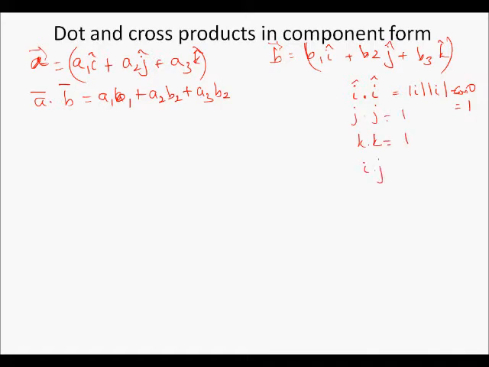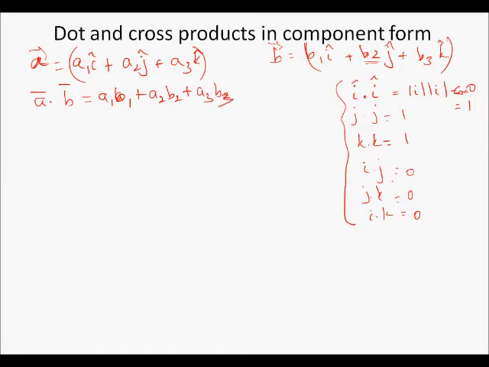And when it comes to i dot j, j dot k, and i dot k, you know that these are all perpendicular vectors. The x, y, and z axes are perpendicular to each other. Therefore, i, j, k are also perpendicular to each other, and they are all equal to 0. So when you multiply a1i with b1i, you get a1b1, because i dot i is 1. But when you multiply a1i with b2j, you get i dot j, which is equal to 0, and so on. If you apply these things, you will get a1b1 plus a2b2 plus a3b3.